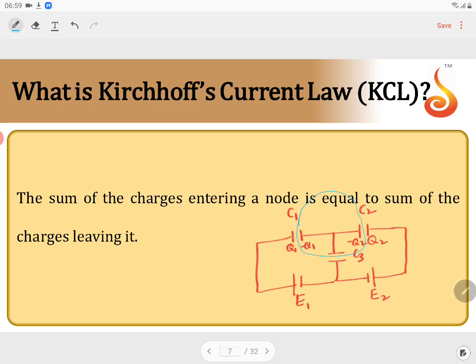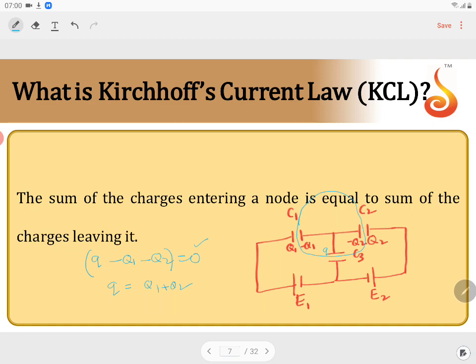So if you take the charge on this plate as Q and apply the law of conservation of charge, then Q minus Q1 minus Q2 is equal to 0. These three plates had zero charge before, so the total charge before is equal to the total charge after. From this you get the charge on the third capacitor: Q equals Q1 plus Q2.